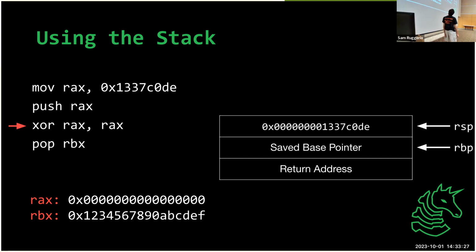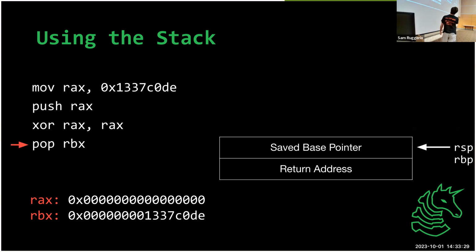We can zero RAX if we wanted to. And if we pop RBX, we increment RSP, and now RBX equals our value. We're replacing whatever it was before.